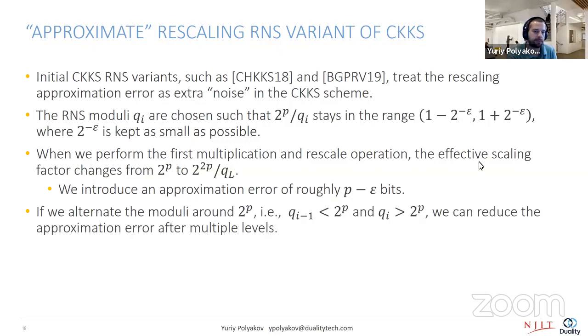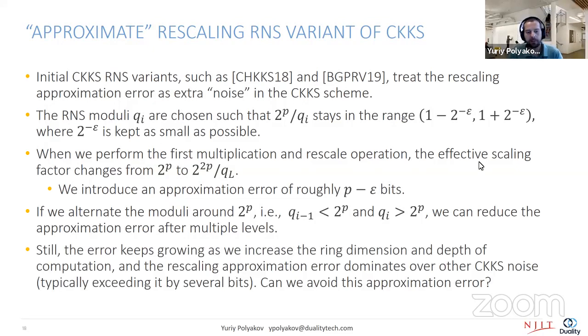And the idea that at least was used in PALISADE in the approximate variant, and I would imagine a similar idea was used in the RNS variant of HEAAN, is to alternate the moduli around 2 to the power of p to minimize the error. So there is some cancellation of error, but not perfect cancellation, because we're dealing with primes with certain constraints.